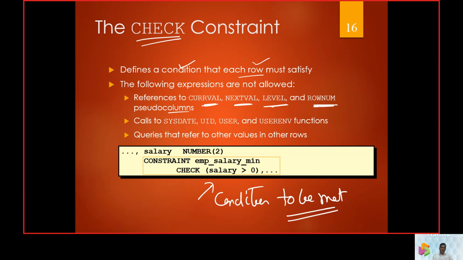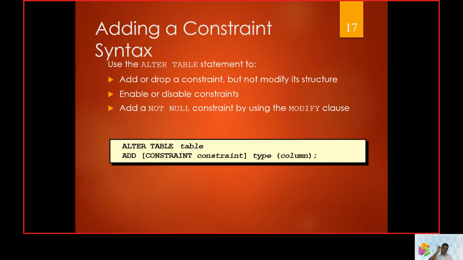So I'm going to say that there was a constraint. That constraint is going to check an employee salary, and this employee salary should always be greater than 0. The employee salary should not be less than 0. So for that we are going to put a condition at this point of time.